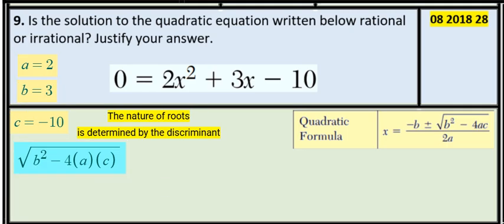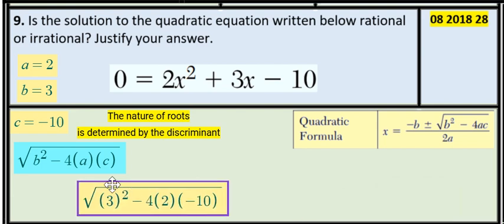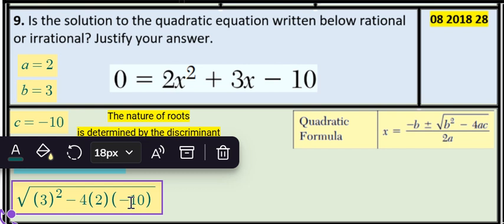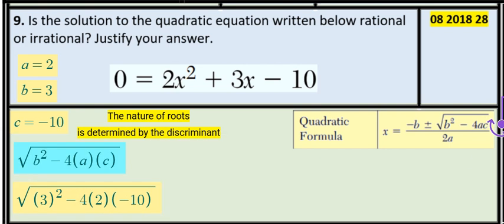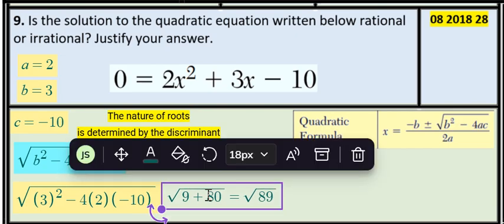B is 3, so it's 3 squared minus 4 times 2 times -10. When I do this calculation, 3 squared gives us 9, and we've got two negatives, so that's actually going to be a positive. Negative times a negative is a positive, so we get the square root of 9 plus 80, which is really the square root of 89.